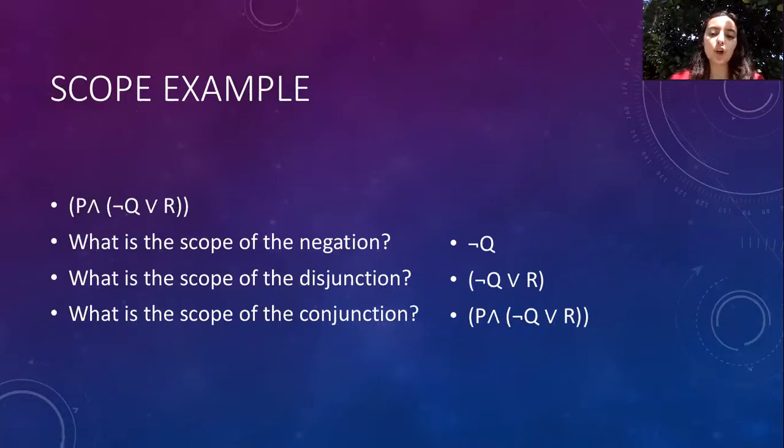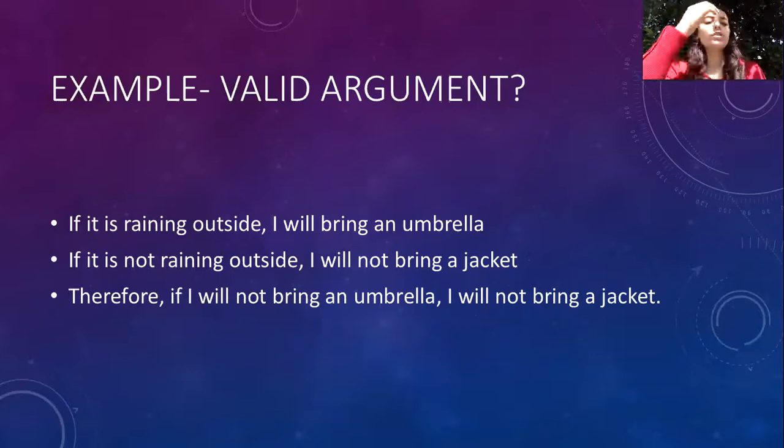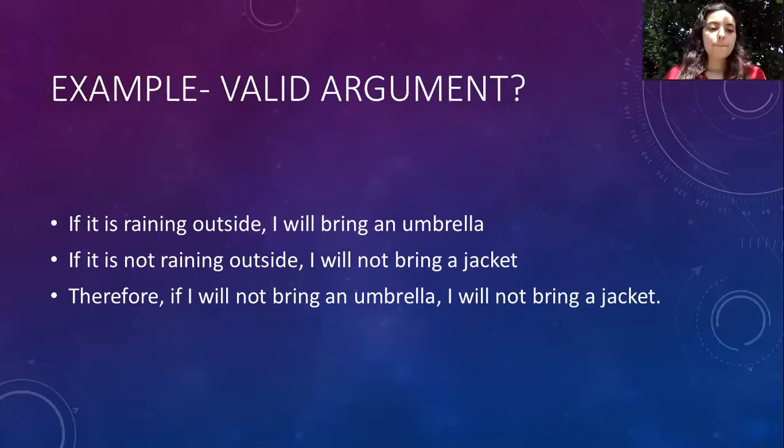So that's the scope of the conjunction. Okay, so let's take a look at another part of your guys' homework as well. Is this a valid argument? If it's raining outside, I will bring an umbrella. If it's not raining outside, I will not bring a jacket. Therefore, if I will not bring an umbrella, I will not bring a jacket.